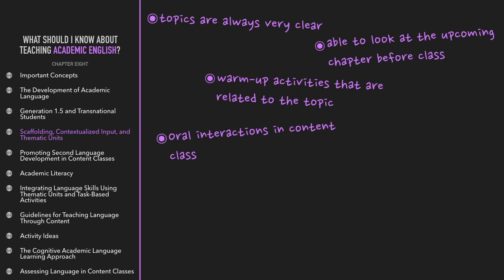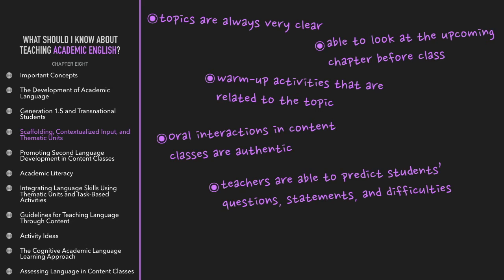Oral interactions in content classes are authentic because it is important for everyone to understand what is being said. And finally, teachers are able to predict the kind of questions and statements their students will produce, as well as difficulties students will have in class. As a result, teachers can provide better scaffolding and feedback for students.